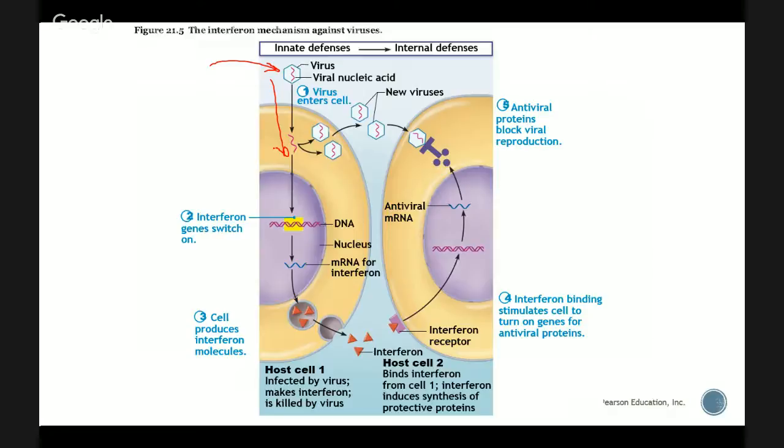However, what the cell does when it gets infected is it turns on a set of genes, switches them on, and these are called interferon genes. And what it does is it makes a messenger RNA for interferon, and then the body, through its protein synthesis mechanisms, will produce interferon molecules. And so it releases these molecules into the environment.